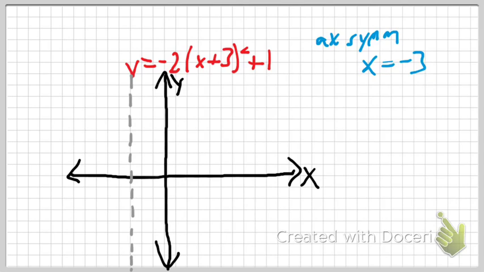So, as usual, when we're trying to find the vertex, we're going to find out what f of the x-coordinate for the axis of symmetry is. So f of -3 equals 1. You can verify that with your calculator or just work it out on your own. And so the point (-3, 1), that's going to be our vertex.